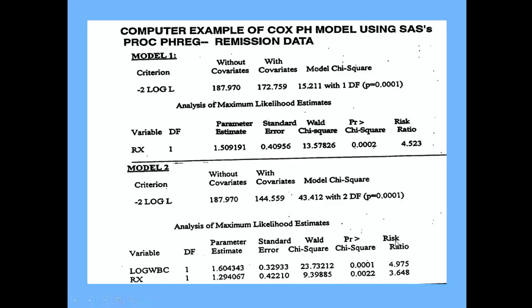So what is 3.648? What is that? That's the hazard ratio for this remission time data when you're controlling for log white blood cell count and you're comparing the treated group with the placebo group. Is that a high hazard ratio? I mean, that's almost 4. Is it significant? Wald test. Is the Wald test significant? 0.0022.